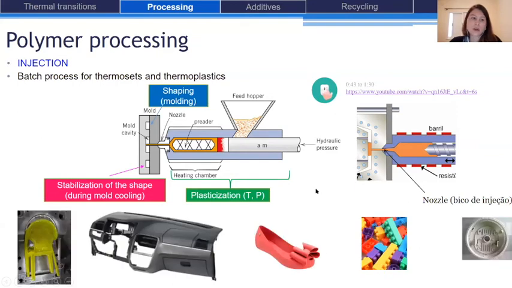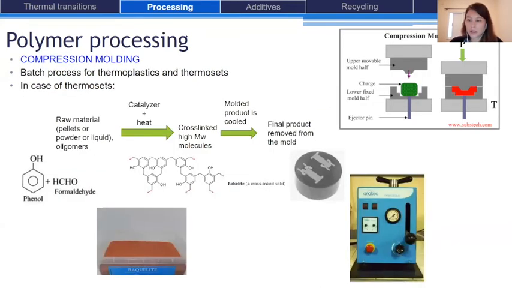And so this process is used to create big products or products with a very complex shape, like the panel of your car, for example, or this plastic chair, or also these Melissa shoes. So injection molding is a technique using a mold.